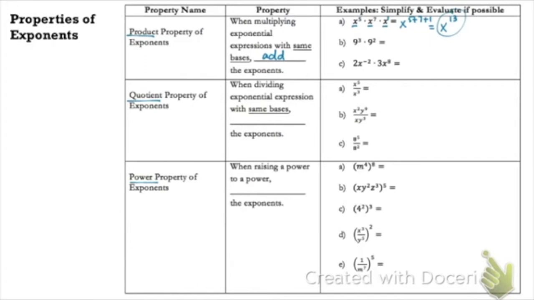It works the same, though, if your bases are numbers. Now 9 to the third power times 9 to the second power, we keep that same base, we don't change it, and then we add the powers. So that is actually 9 to the 5th power. And then I can evaluate that. If I put that on my calculator, 9 to the 5th power is 59,049.